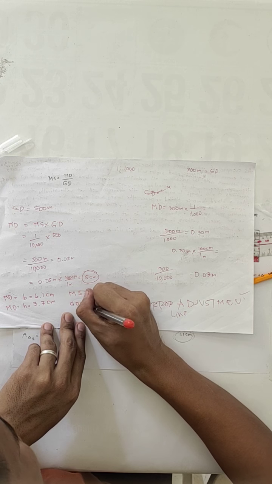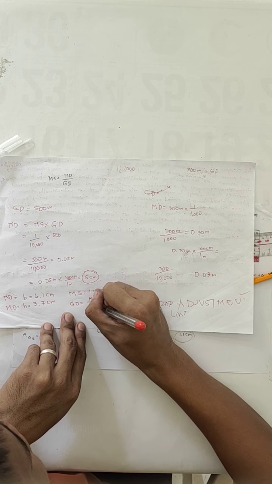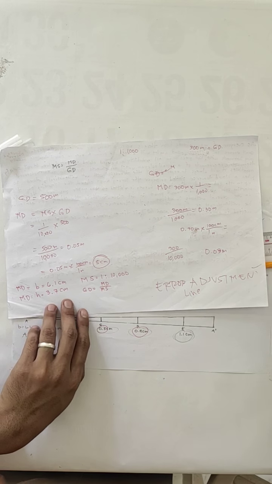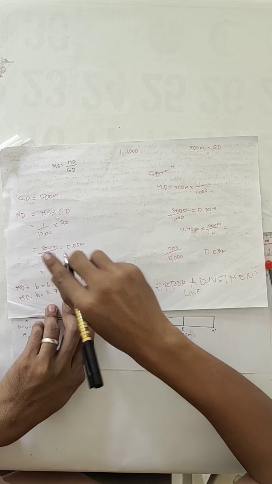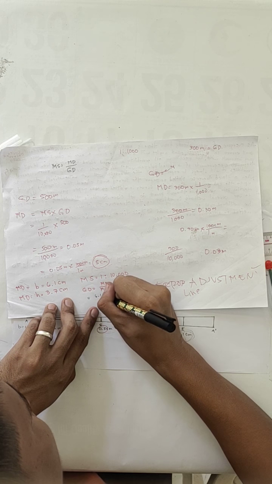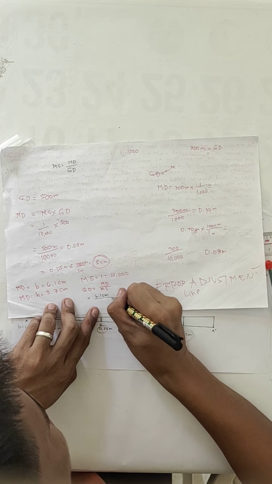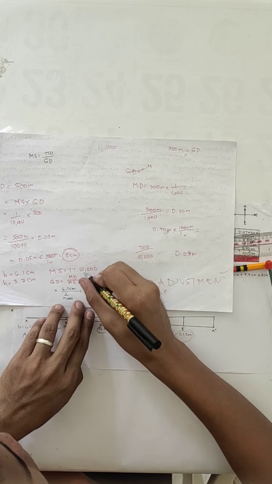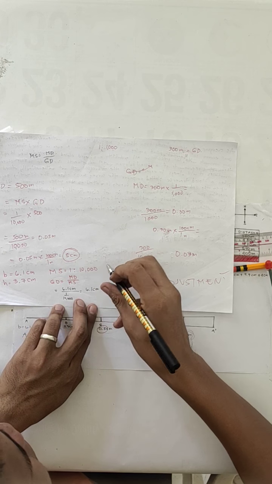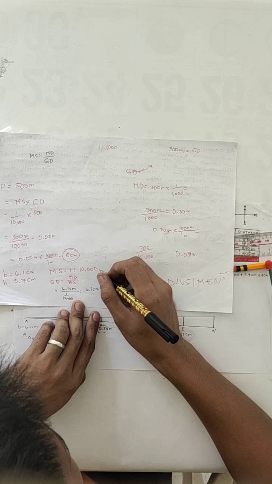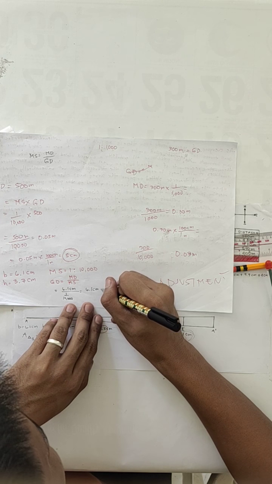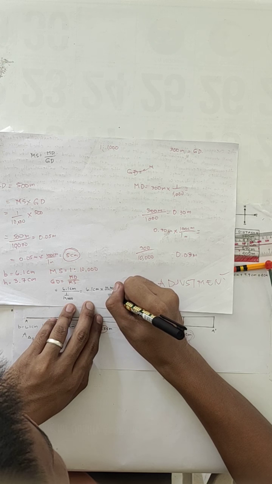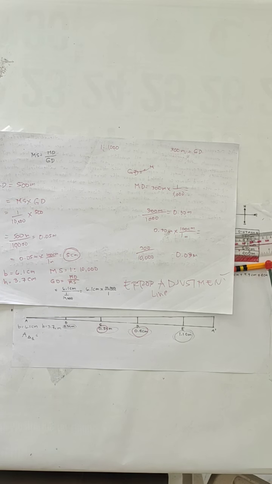Ground distance is equal to map distance over map scale. So our map distance is 6.1 centimeter over map scale 1:10,000. So it is equal to 6.1 centimeter times 10,000 over 1.